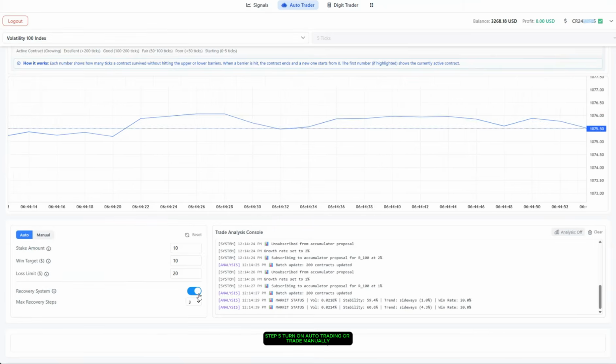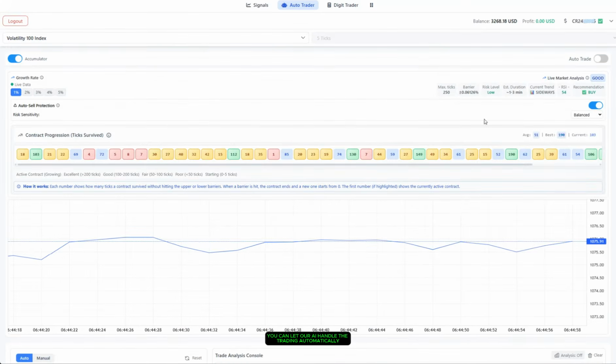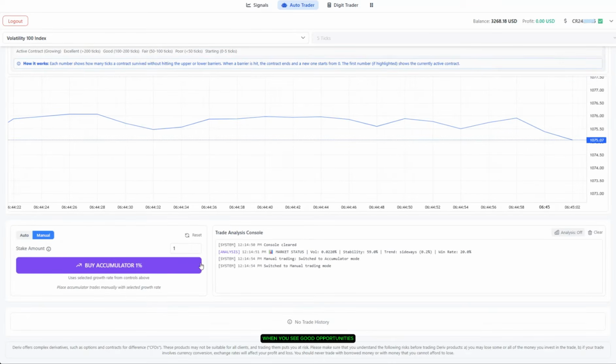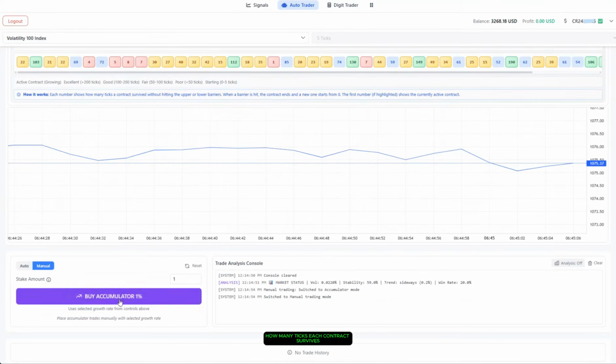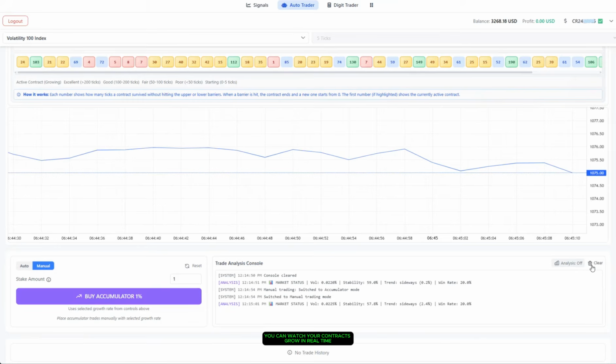Step 5. Turn on auto trading or trade manually. You can let our AI handle the trading automatically or take manual control and place trades when you see good opportunities. Our platform will show you real-time data, including the current barriers, how many ticks each contract survives, and your profit progression. You can watch your contracts grow in real time.